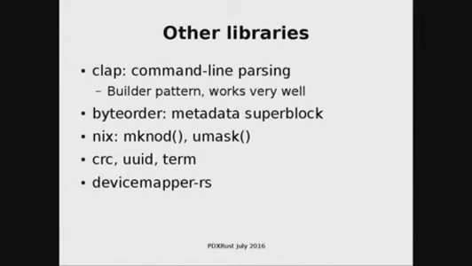Some other libraries that we use: the CRC library. We use that to put CRCs over the JSON metadata that I was talking about before to make sure that those don't get corrupted. We use a lot of UUIDs, so the UUID crate. The term crate gets used for colorizing output a little bit, which is nice.